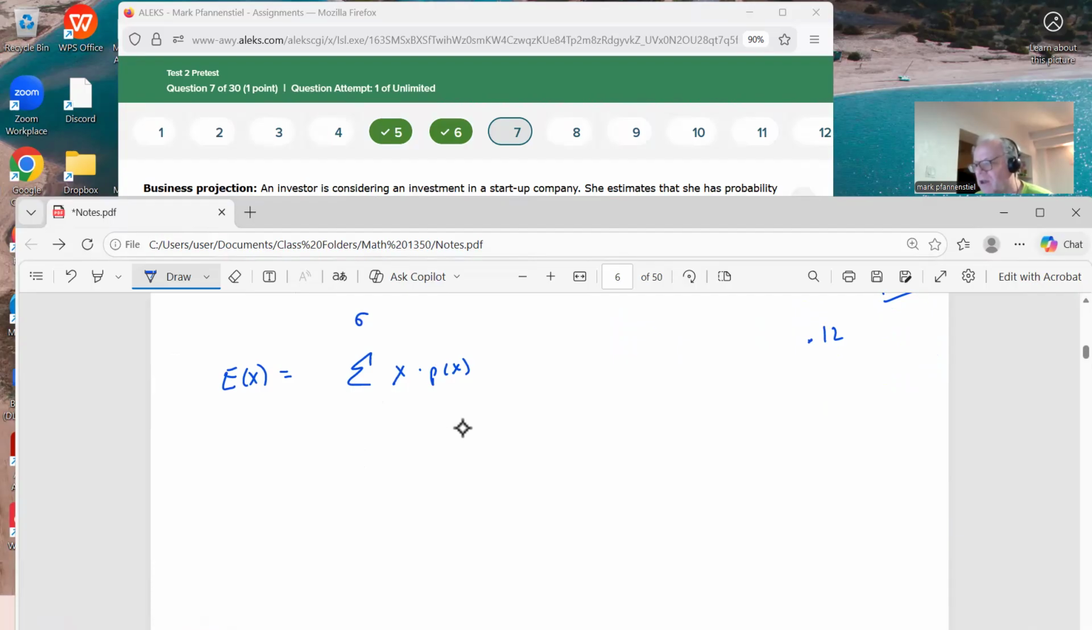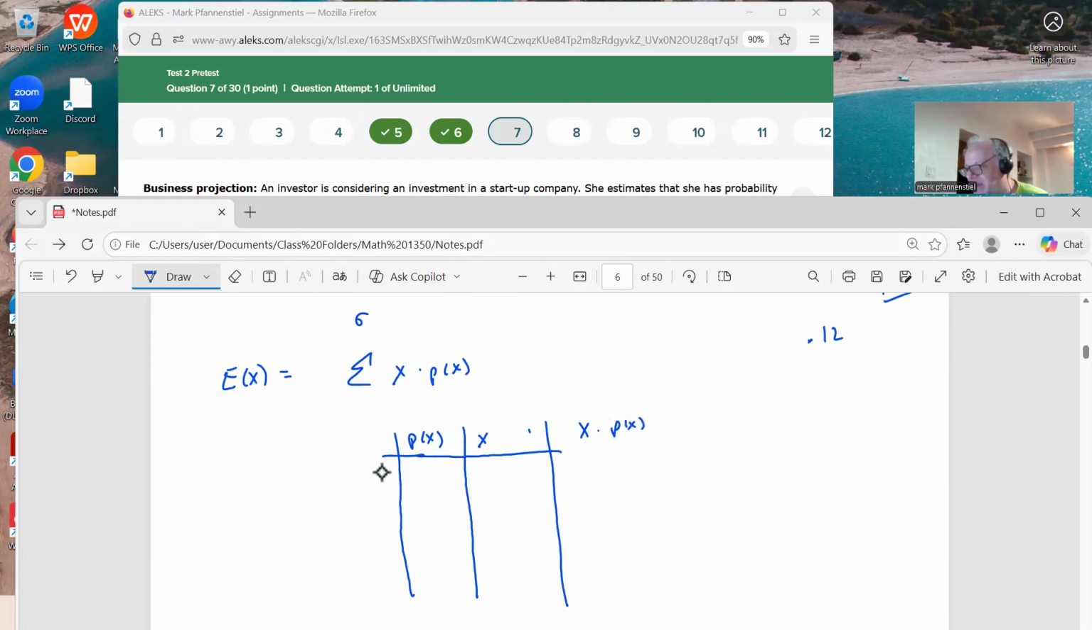Okay, so what I'm going to do is go ahead and write down a little table. So we're going to say this is going to be X, or we'll say P of X right here. I want the probability and the value. And then in the next column we're going to put the value of the event times the probability of the event. Okay, and that's how we're going to set this thing up. So let's go back and read it.